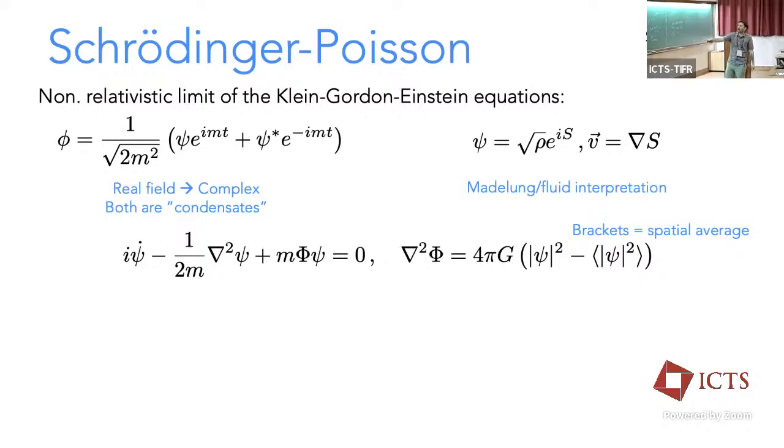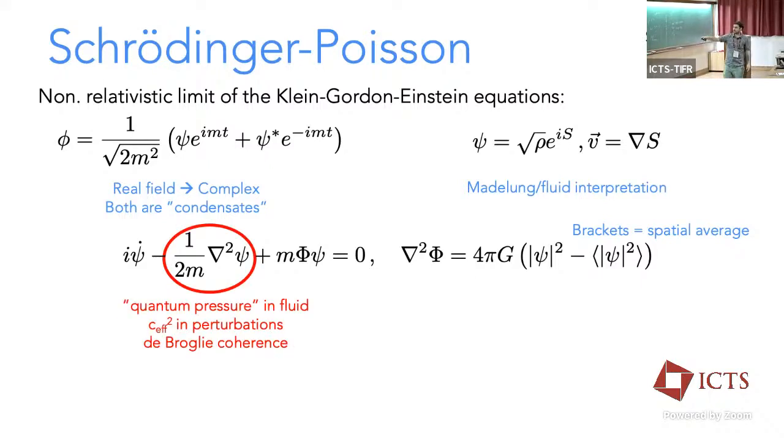It's a non-linear Schrodinger equation, because the gravitational potential itself is sourced by the field. So here I'm ignoring anything else like baryons or gas that could appear on the right-hand side here. But in principle, that's easy to put in.